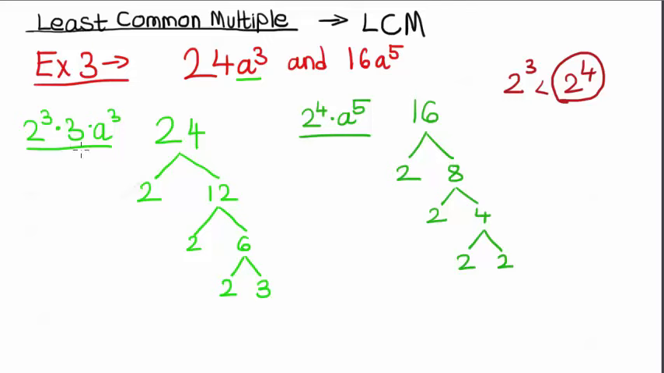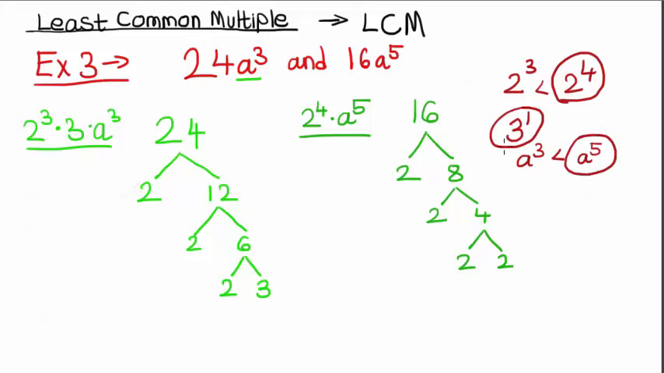I have a factor of 3 over here, but no factor of 3 over here. So I'll simply be using the factor of 3 to the power of 1 in my third step. I have a factor of a to the power of 3 over here, but a to the power of 5 in this factorization over here. Therefore, I'll be using a to the power of 5 because that is greater than a to the power of 3 in my third step.